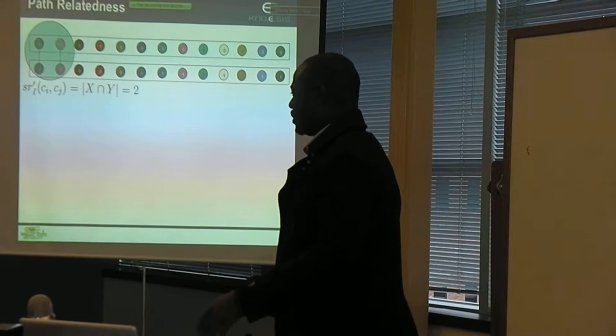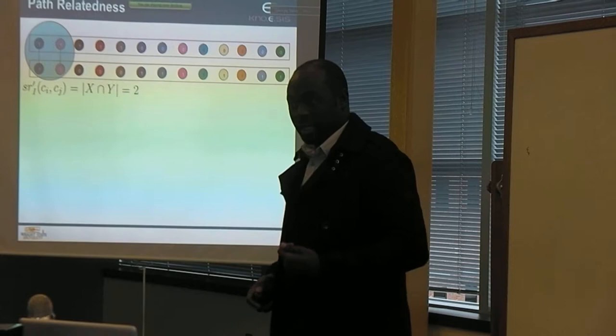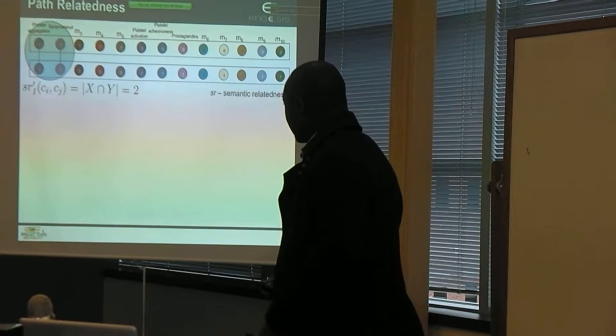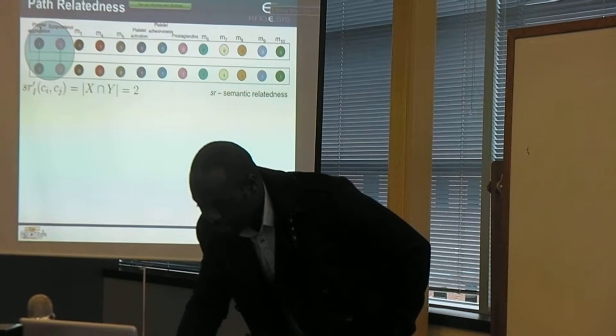In this case, it would be very simple, it would be two. But this is a very interesting kind of thing. If you look very closely, and now I'll add some mesh descriptors to show the complexity, there are mesh descriptors at the top, the labels for mesh descriptors. Well, what we're seeing here is that platelet aggregation is in both of the two vectors, which is good.